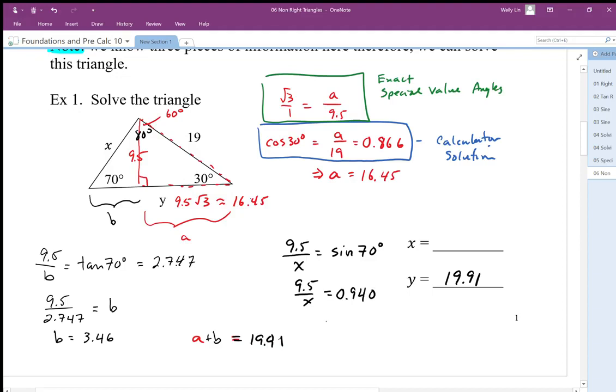And again, algebraically solving for X, I'm going to cross multiply. 9.5 divided by 0.940, and I'm getting a value of 10.11. Again, you don't need that degree of accuracy. As long as you're close to 10, you're doing the right thing.